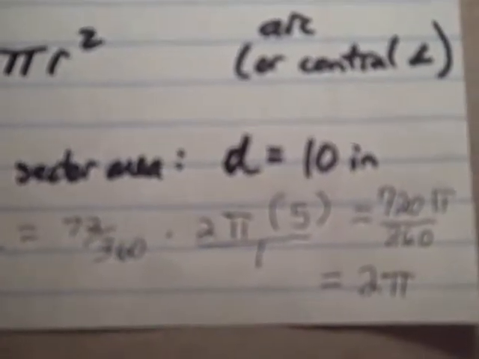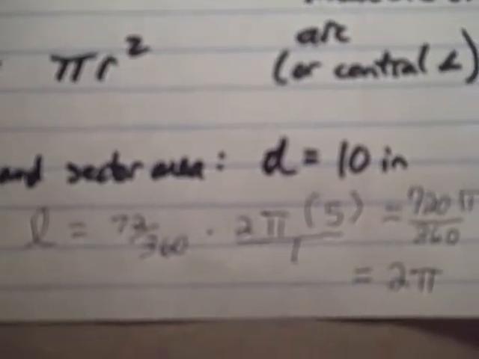Just plug it into the formula, it'll work for you. See if you can find the sector area on your own. You should get 5 pi for that answer if you plug it into the formula properly. And that's the end of Section 6, Arc Lengths and Sector Areas.